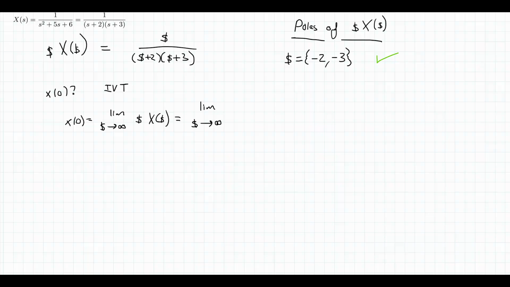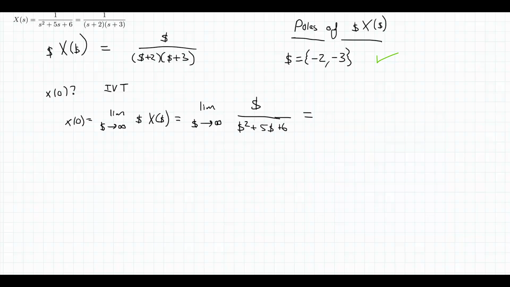It's s times X of s. So it's s over, and in this case, because I'm taking the limit as s goes to infinity, I'll have s over s squared plus 5s plus 6. I think the unfactored form is going to be a little bit easier to work with when we are taking the limit as s goes to infinity, as we'll see in a second.